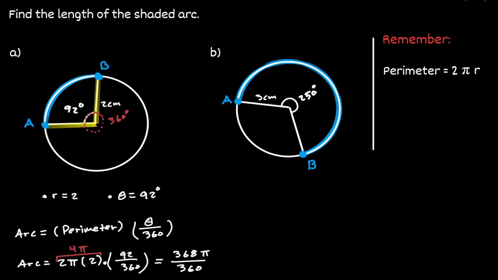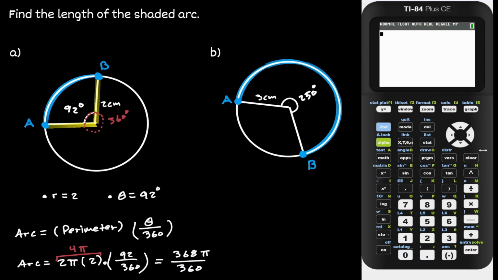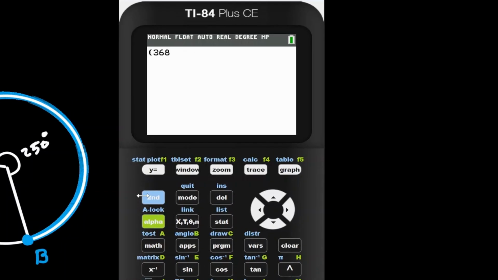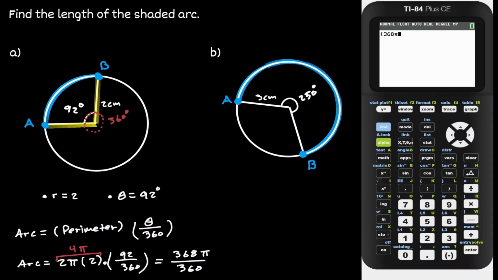Now let's find this value using our calculator. So let's open a parenthesis for the numerator, and let's put down 368. And to access the pi button, we're going to press second and exponential. Now let's close the parenthesis and divide by 360. So we have our result. The length is equivalent to 3.21.